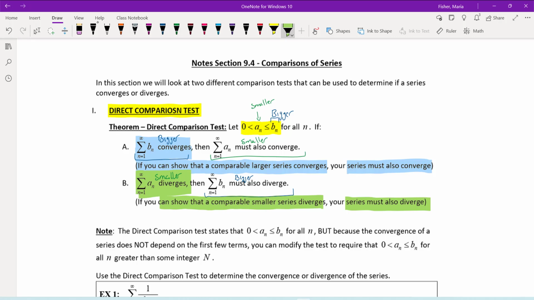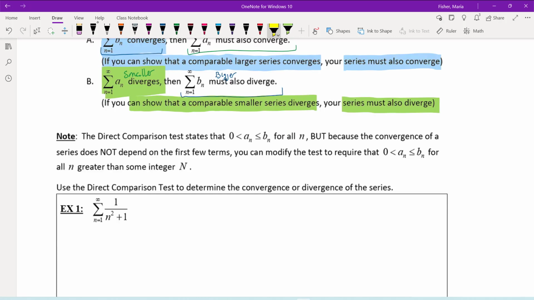Usually we're going to look at a p-series or a geometric series and do a comparison. If we think that our series should converge, we need to show that it is smaller than our known series. If we think that our given series will diverge, we need to show that it is larger than our known series.